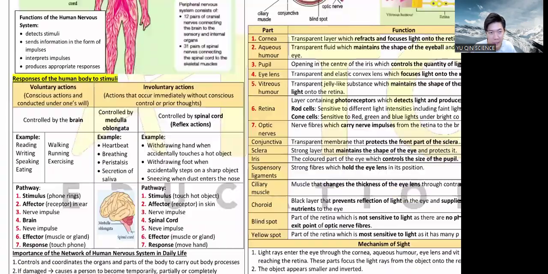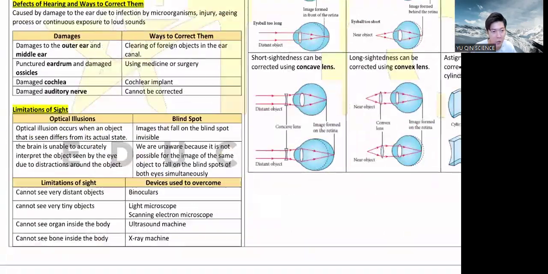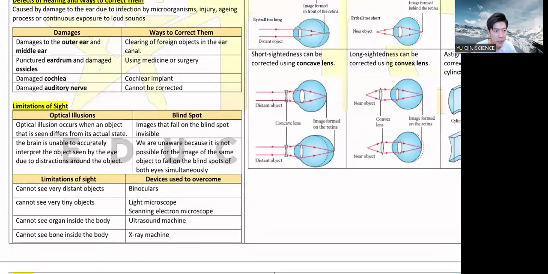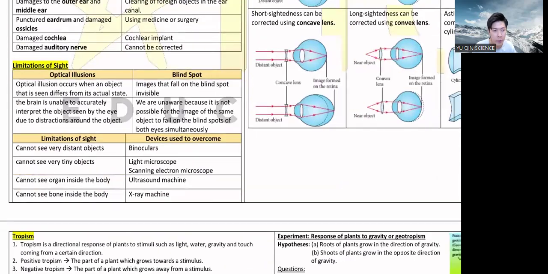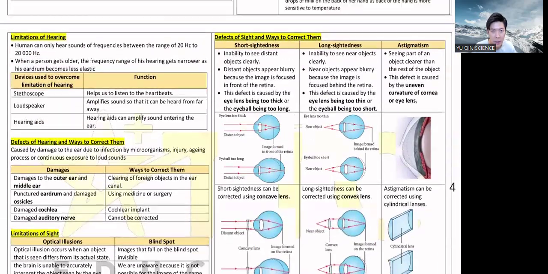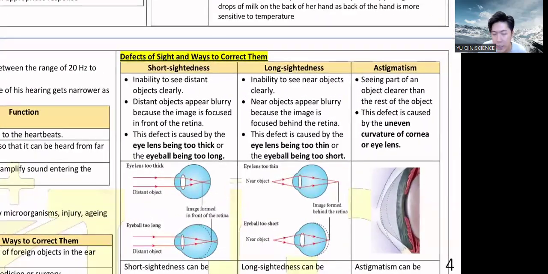So that's why you don't see things when an object or image falls on your blind spot. Okay, then what else? We can go through a bit of smaller stuff. Yeah, then we have short-sightedness, long-sightedness, and astigmatism. I don't think I have that particular question, or I skipped it. You all can try later.